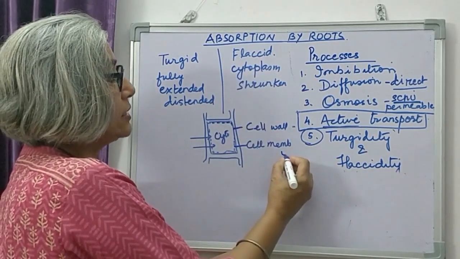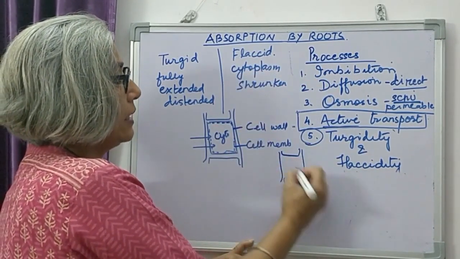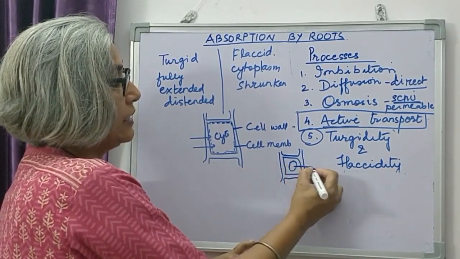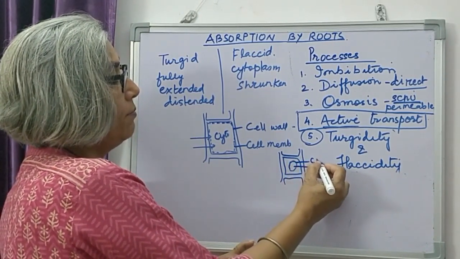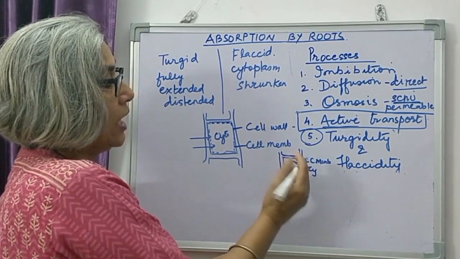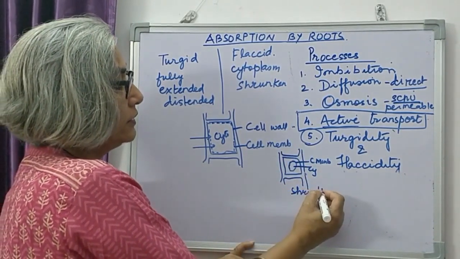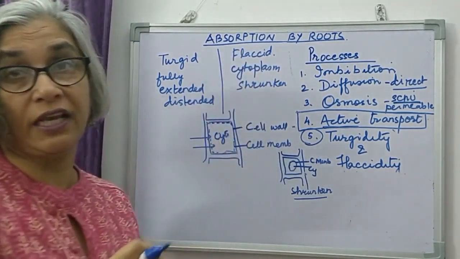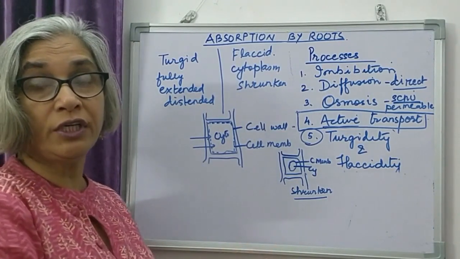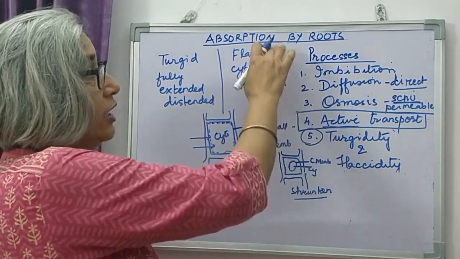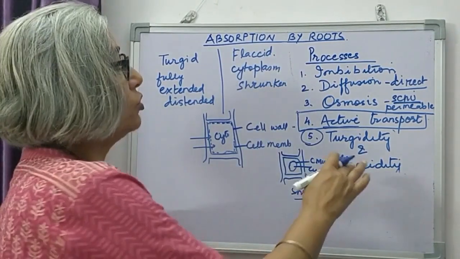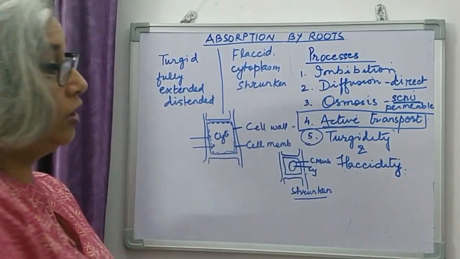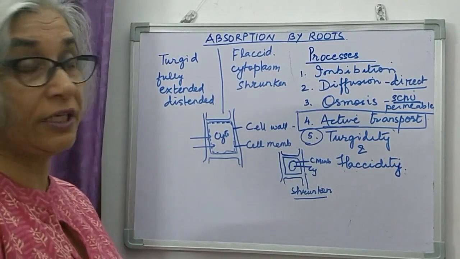In contrast to this, a flaccid cell, this is the cell wall. And because there is less water, the contents of the cell, this is the cytoplasm and this is the cell membrane, are shrunken. We say this is a shrunken or a flaccid cell. So these are conditions of the cell, and the phenomenon that leads to a turgid cell is called turgidity, and the phenomenon that leads to a flaccid cell is called flaccidity. So have you understood what is turgid and what is flaccid? Now bringing tonicity into the picture.